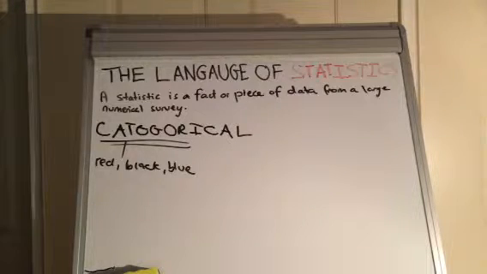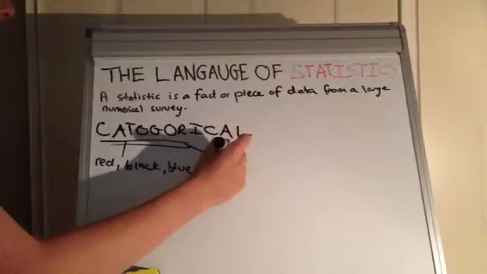Now, unless you look at frequency, you can't really draw any sort of conclusions about the mean or the spread of data. But think categorical as in category.